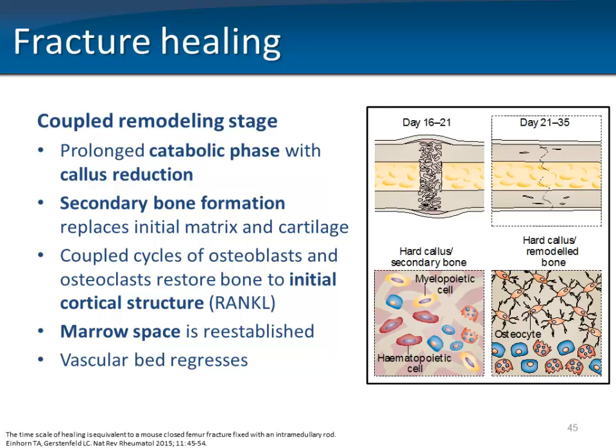And then finally, what we need is to clear up the skeleton, or indeed the scaffold that has been created to promote healing. So the last phase is coupled remodeling, and it's catabolic. What it really means is that we have to remove the callus that has been formed. Secondary bone formation will continue, in coupled cycles of osteoblast and osteoclast activity, in order to restore the initial cortical structure. And again, RANKL has been shown to be pivotal. The marrow space is re-established and the vascular bed then regresses.